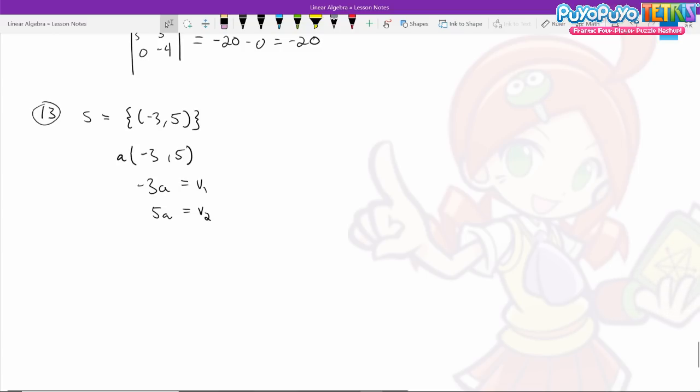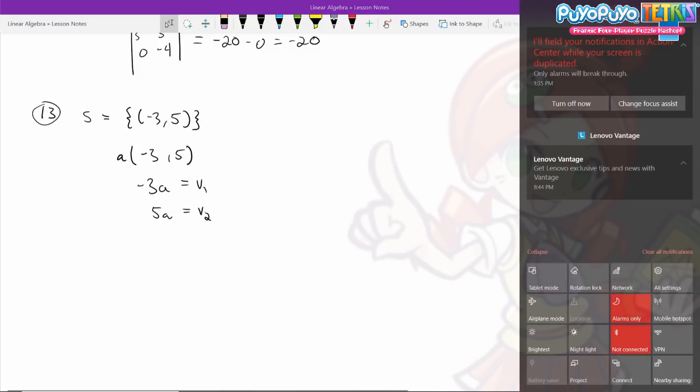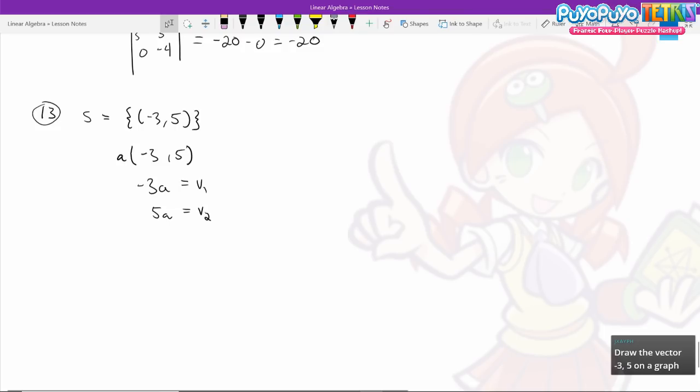What is this? It'll read your notifications and action center while your screen is duplicated. What the heck is this? Lenovo Advantage. Garbage. What was I doing? Oh, right.